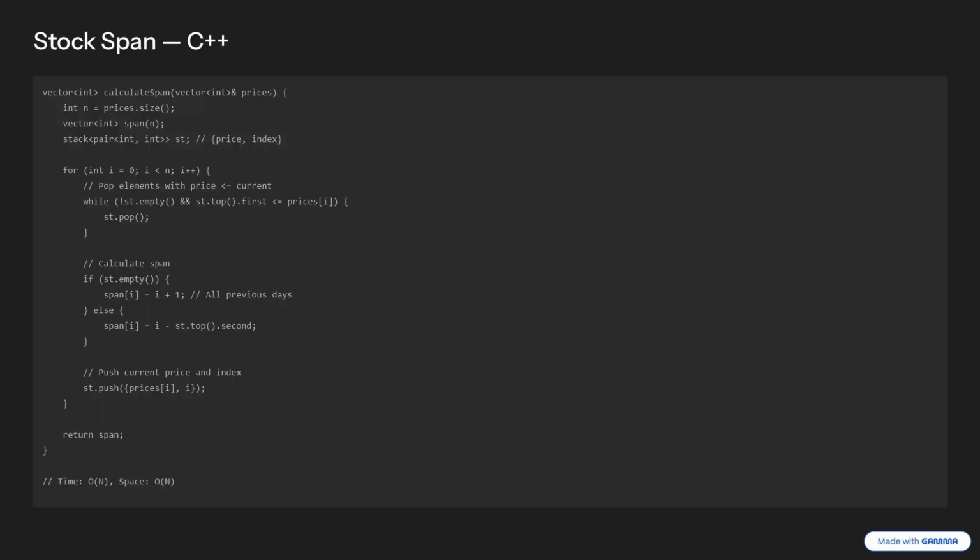The C++ solution stores price and index together in the stack. This allows direct span calculation. Again, each element is pushed and popped once, so the solution runs in O of n time.